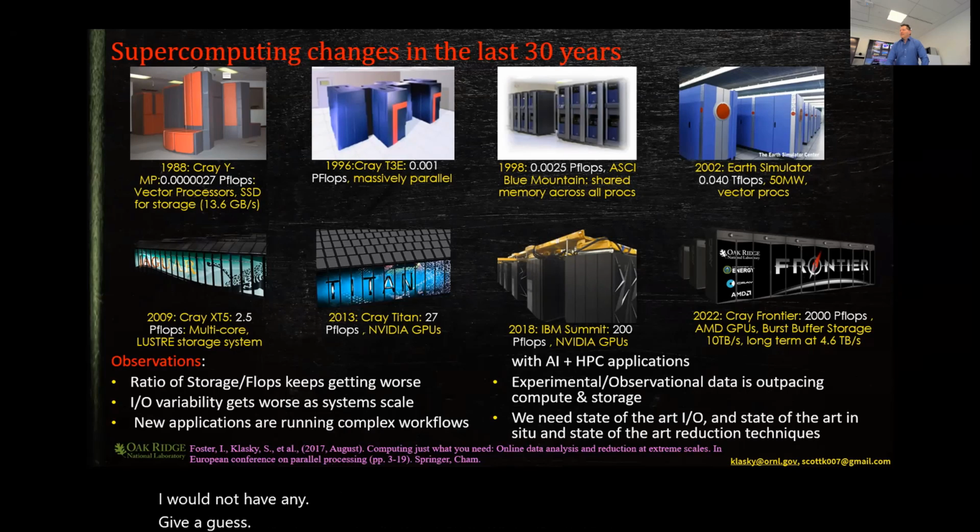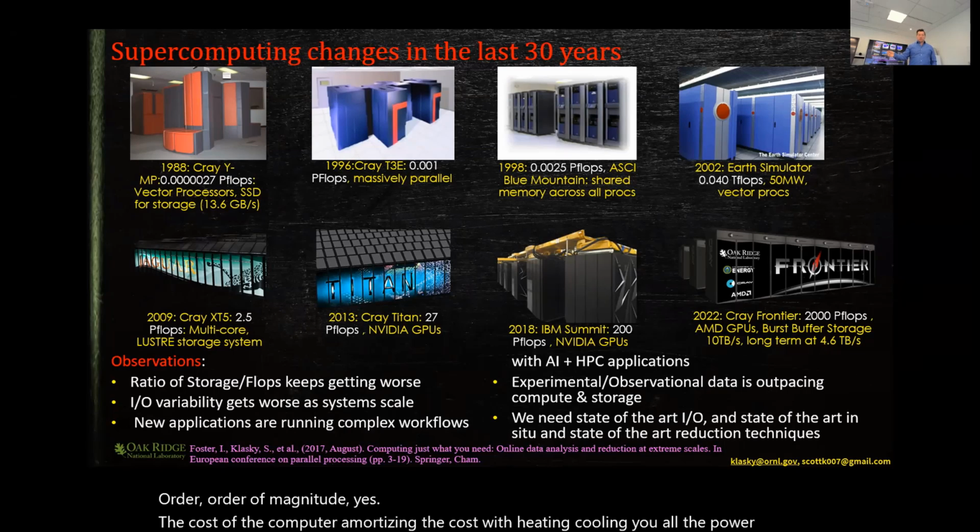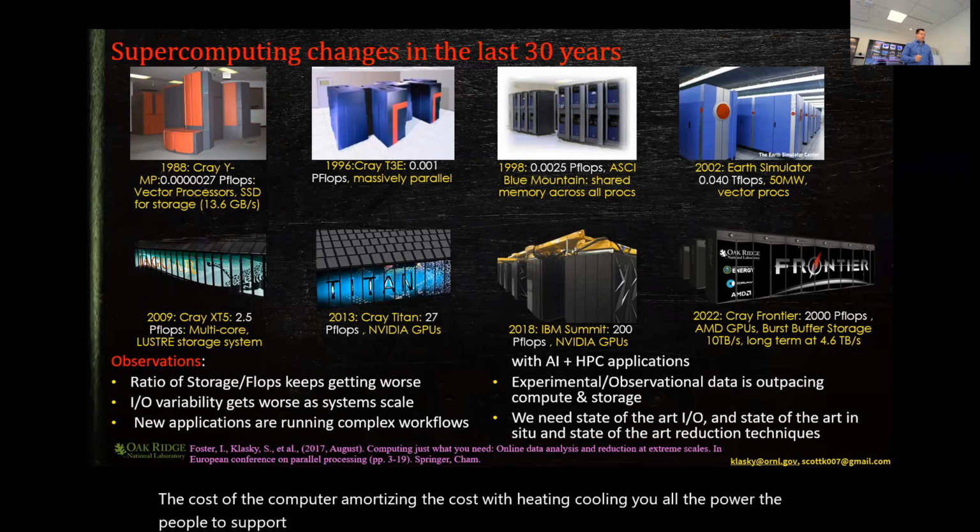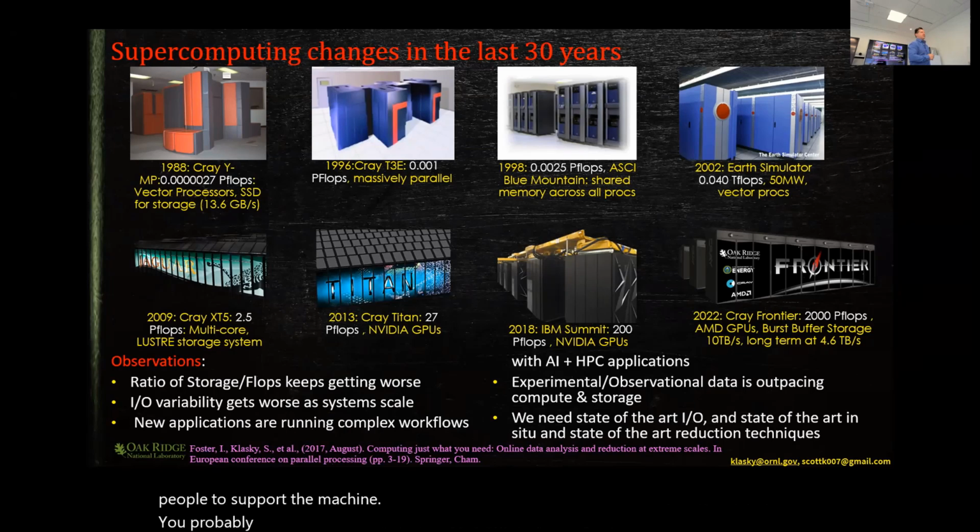Order of magnitude guess. The cost of the computer, amortizing the cost with heating, cooling, all the power, the people to support the machine. You probably know. I think you mentioned yesterday that's on the scale of $1 million. $1 million a day. Yeah.